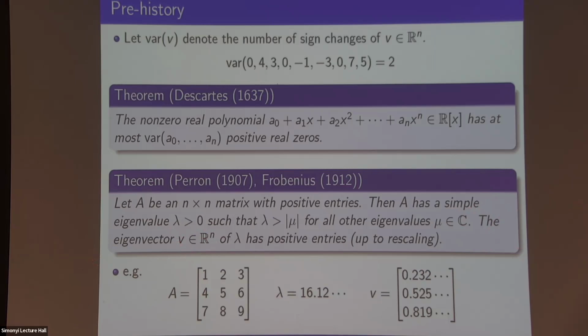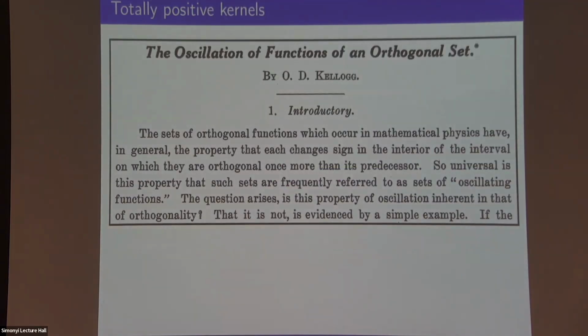So for example, here I have this randomly chosen positive matrix. Here is the Perron eigenvalue, and this is a corresponding eigenvector, which has positive entries. This result is of course very important in the theory of Markov chains, and it also will come up for us.